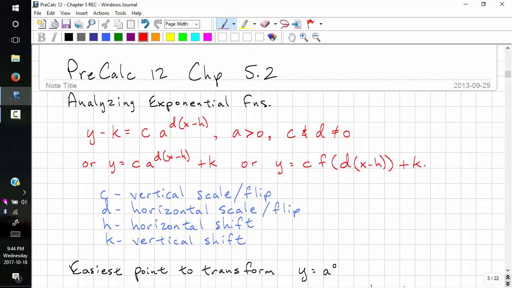This is PreCalculus 12, Chapter 5.2. This time we're going to be analyzing exponential functions, and what we mean by that is transforms.